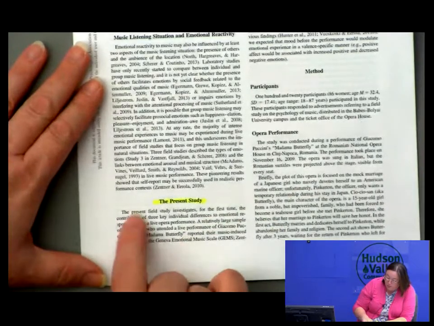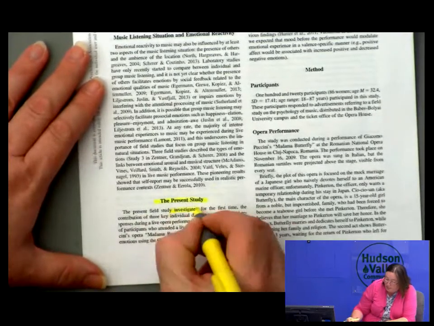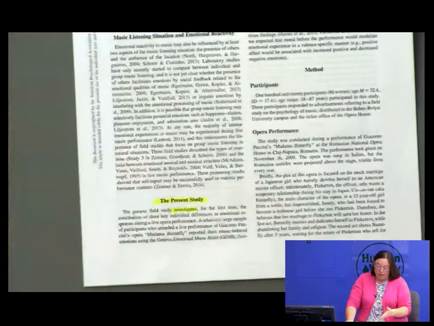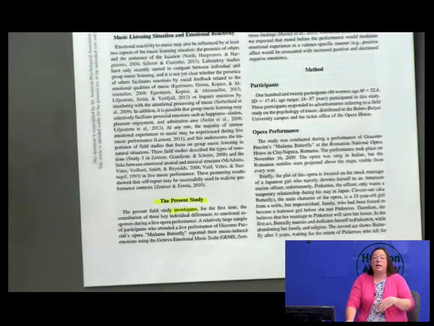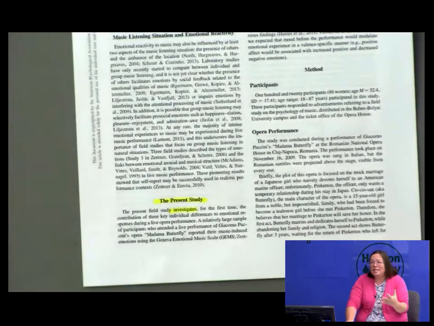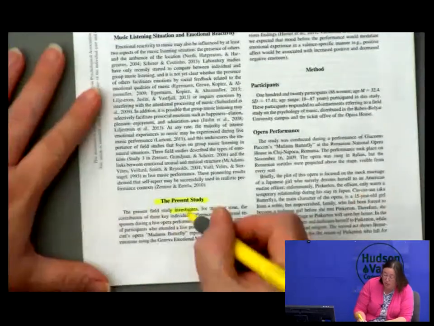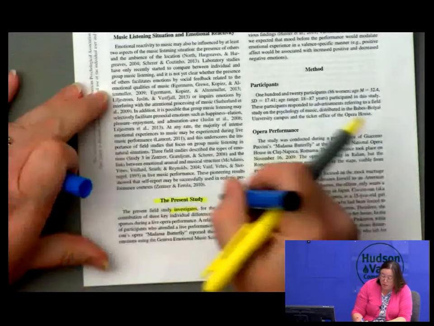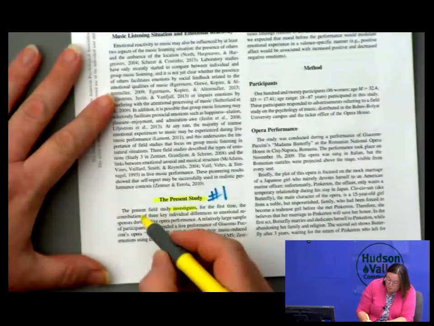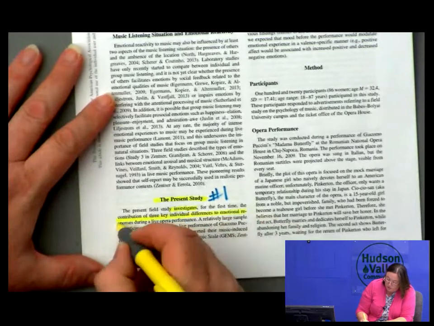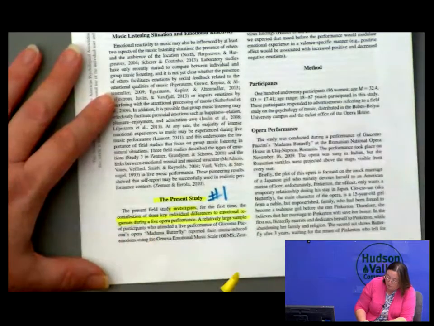you just go through the present field study investigates. Right there, that's one of the key words, investigates. It could also say the present field study seeks to demonstrate, wants to prove, is exploring. Anything along those lines that indicates they are doing work, delving into information, that's going to be your research questions. So right here, this is number 1. So what they're wanting to investigate is the contribution of 3 individual differences on emotional responses during a live opera performance.